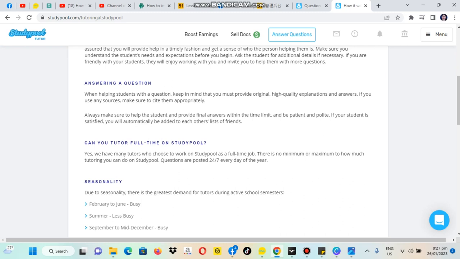In answering the question, when helping students, keep in mind that you must provide original, high-quality explanations and answers. If you use any sources, make sure to cite them appropriately. Always make sure to help students and provide final answers within the limits, and be patient and polite.